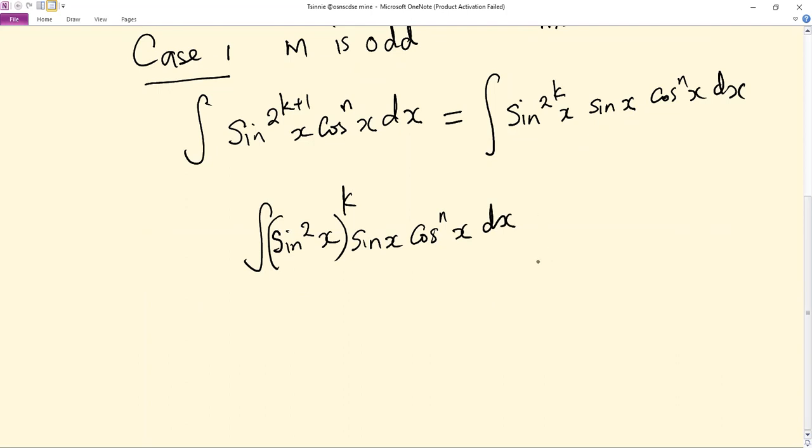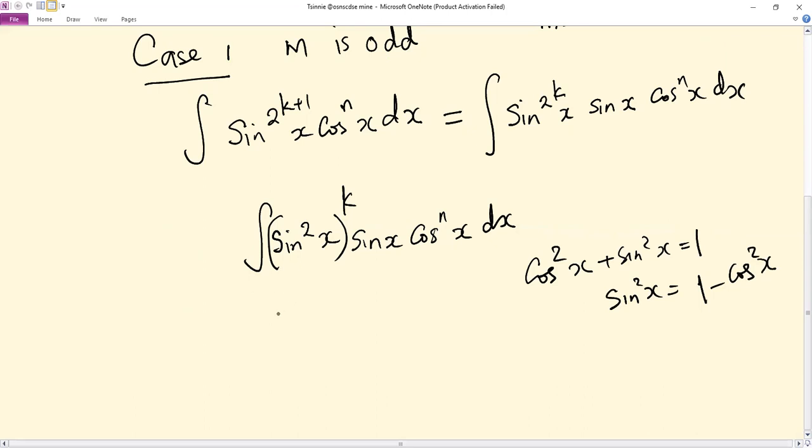And you know that cosine squared x plus sine squared x is 1. So where we have sine squared, you can write it as sine squared x equals 1 minus cos squared x. So the integral becomes the integral of 1 minus cos squared x, to the power k, times sine of x, and then cos power n x dx.